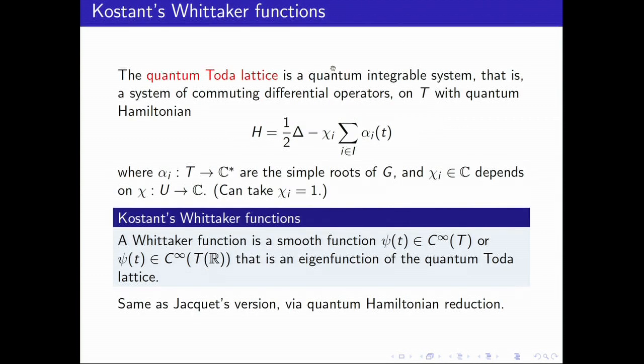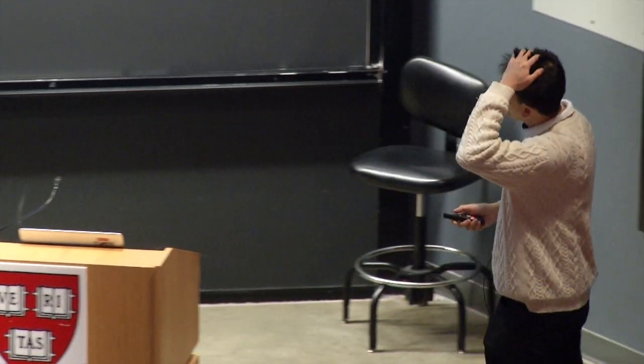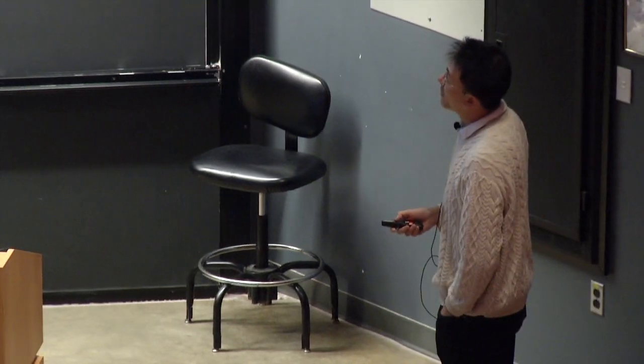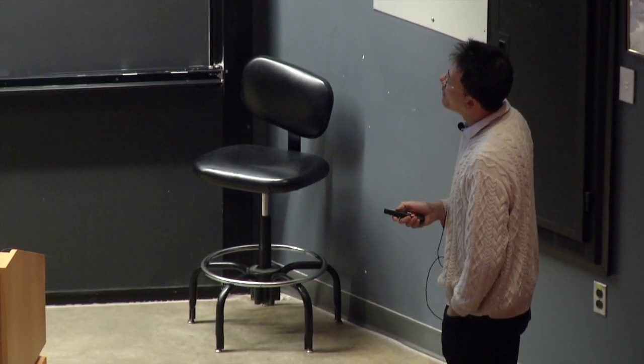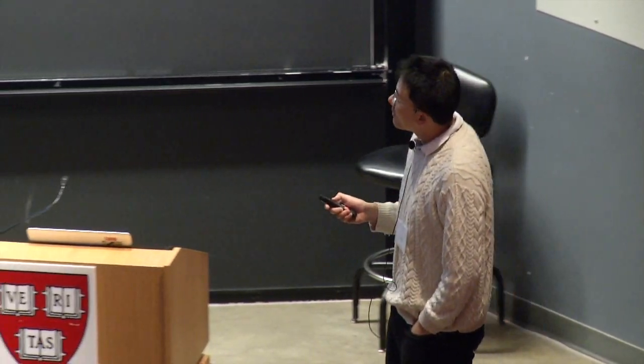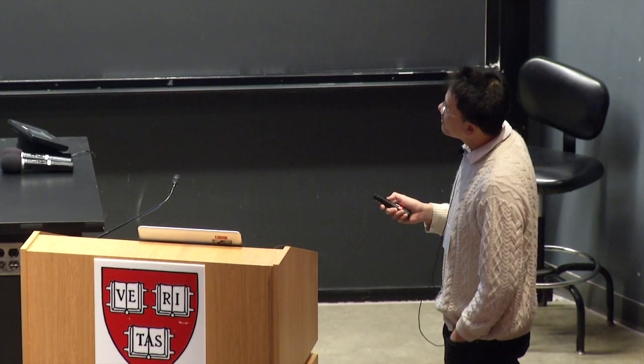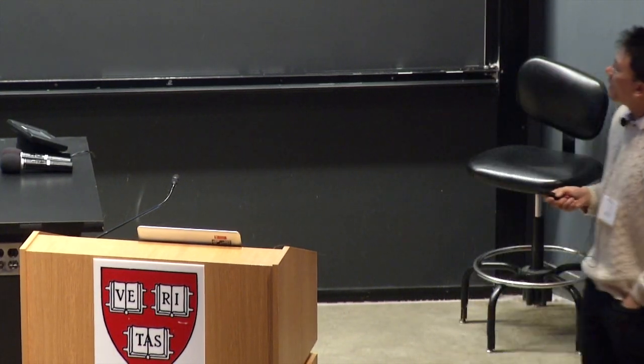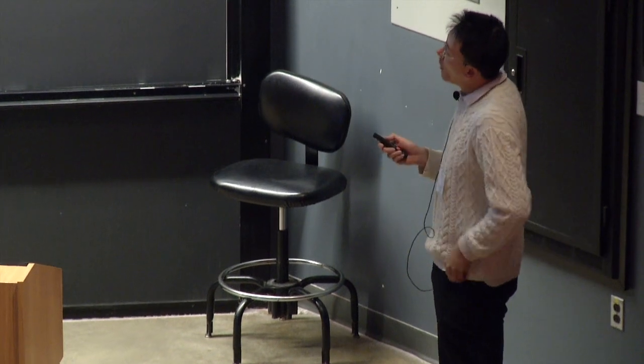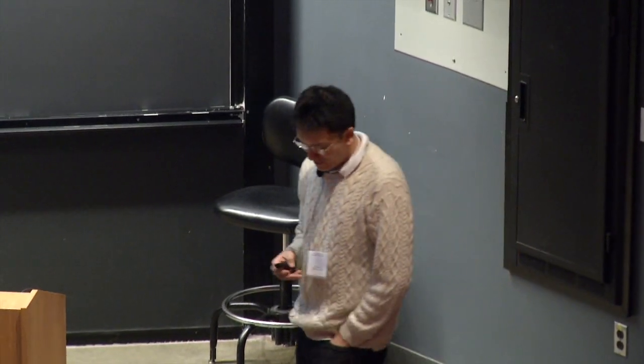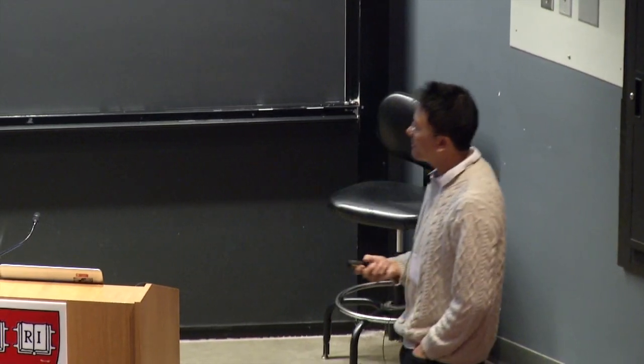So the version that occurred to me was Kostant's version of Whittaker functions. The way Kostant thinks about Whittaker functions is that a Whittaker function is a smooth function on the torus, or maybe just the real points of the torus, or some subset of the real points of the torus.